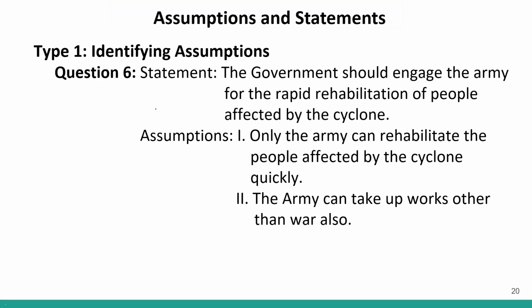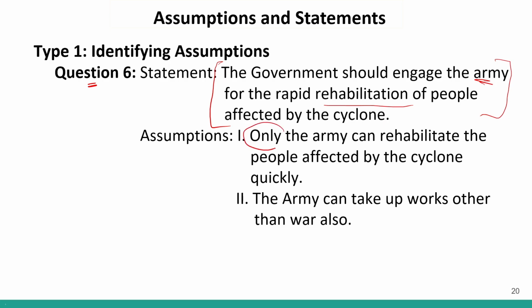Okay. Question number 6. Statement and assumptions. Statement says the government should engage the army for rapid rehabilitation of people affected by the cyclone. So there is a cyclone and the government should engage the army to make sure that the people are rehabilitated in that area. Correct? Assumption number 1 says only the army can rehabilitate the people affected by the cyclone quickly.